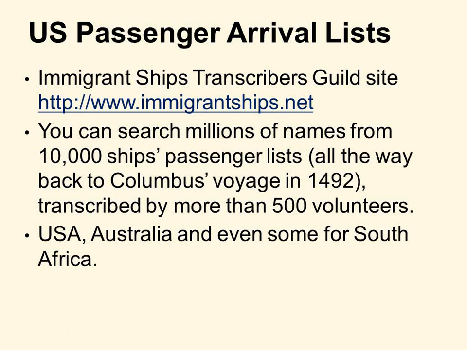A few other resources that I want to just bring to your attention is the Immigrant Ships Transcribers Guild website, which is immigrantships.net, where you can search millions of names from ships back to the voyage of Columbus. It's a volunteer site, transcribed by volunteers. There's USA, there's Australia, and there's some other countries as well. But if you haven't paid a visit to this free site, it's worth taking a look at just to see what's there. And that's the Immigrant Ships Transcribers Guild.